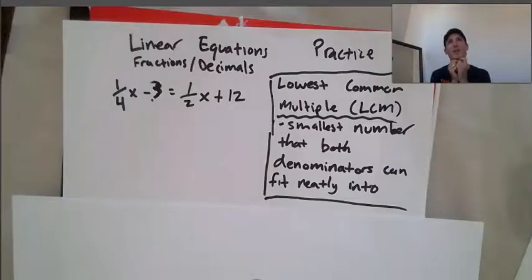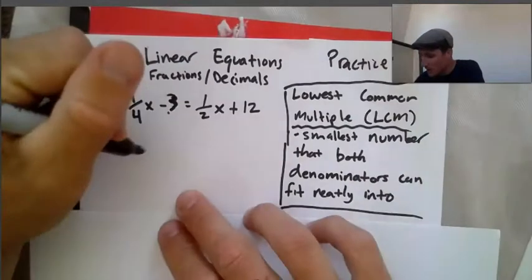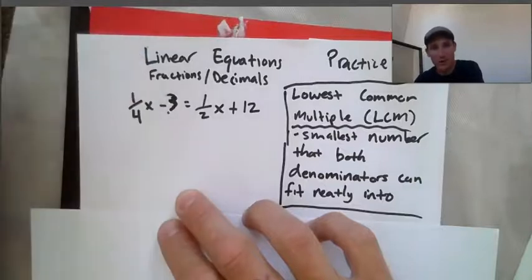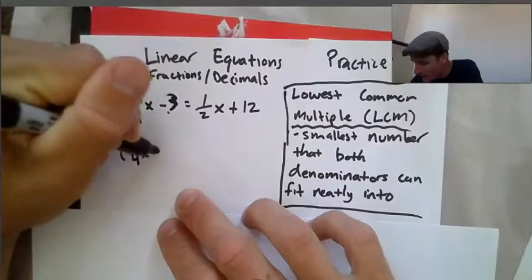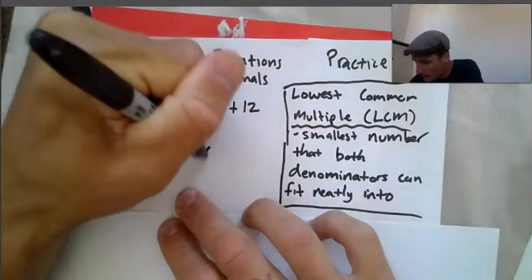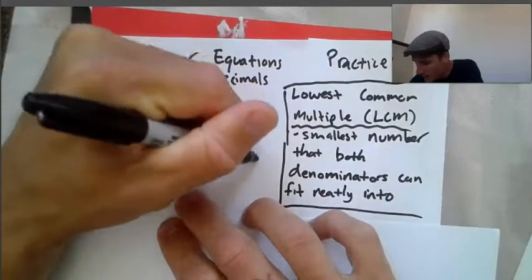And so you want to think about, what number can I multiply both sides by to make those fractions go away? Because that's our first step, right, in our algorithm. Make those fractions go away. And so what we're going to do now is we're going to also use distributive property as our tool to make those fractions go away. So the first thing I'm going to do is wrap this equation up in parentheses. So I have parentheses 1/4 x minus 3 equals parentheses 1/2 x plus 12.